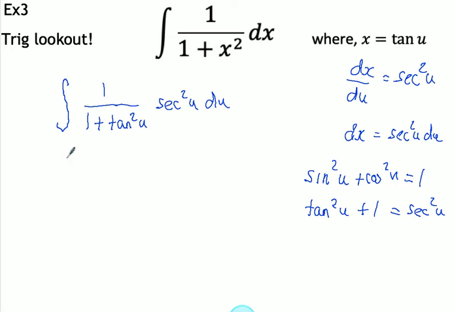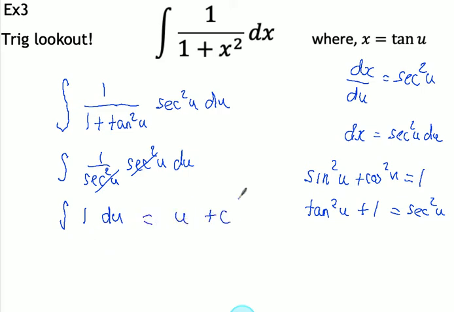So let's rewrite this. 1 over sec squared u multiplied by sec squared u du. Okay, so they cancel. So is this really asking me to integrate 1? Looks like it. So that is u plus c. Can we see the problem? We know what x is. We don't know what u is. So we need to find out what u is, need to make u the subject.